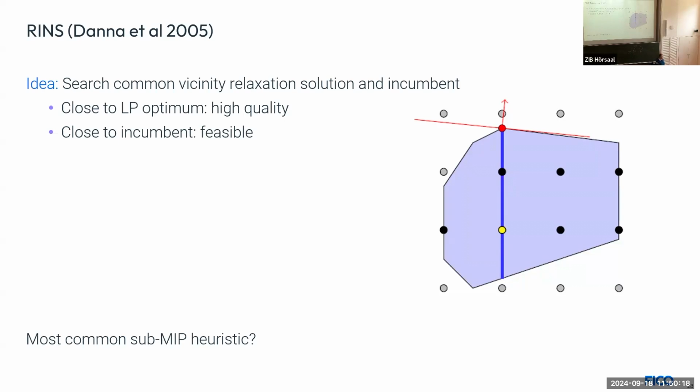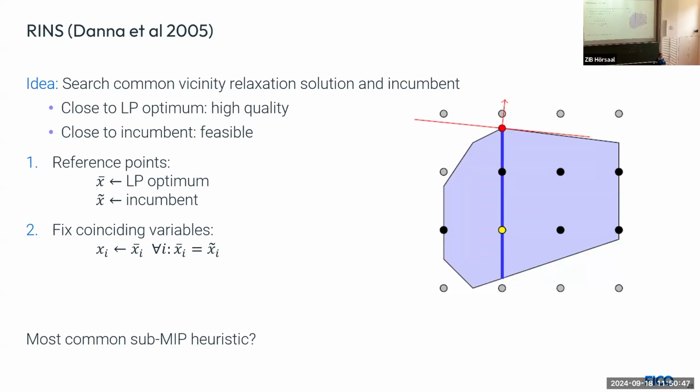The idea being that the resulting search space, if you don't consider cutoff bounding or so, will still definitely contain the LP optimum. So there will be high quality points in there. And it's still containing the incumbent, so there's at least one feasible solution in there. And it's potentially much smaller than the original problem. Take these two reference points, fix the coinciding variables, and try your best.